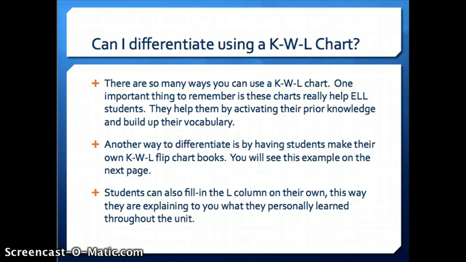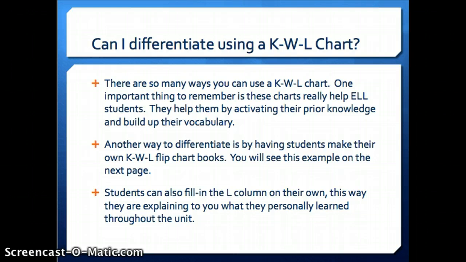Can I differentiate using a KWL chart? There are so many ways that you can use a KWL chart. One important thing to remember is these charts really help out ELL students. They help them by activating their prior knowledge and building up their vocabulary. This helps them get introduced to more words that they may not have been introduced to if you did not do the KWL chart.